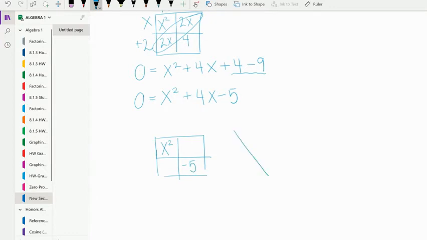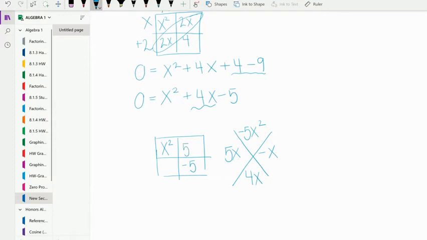So we can make an x. I know the product goes on the top, so I take x squared times -5, and I get -5x squared. And then I take the middle term, and that goes on the bottom. So I need two numbers that multiply to -5 but add to 4. So that would be 4x and -x, or -1x.